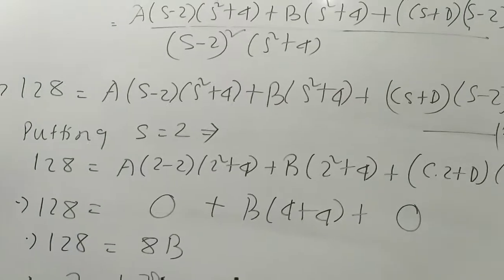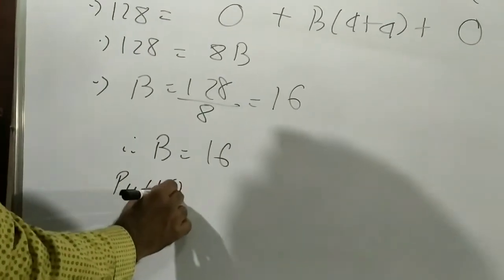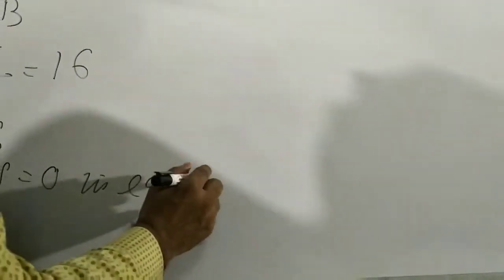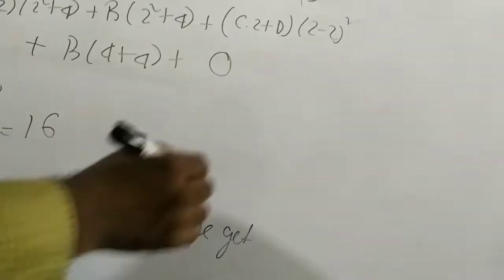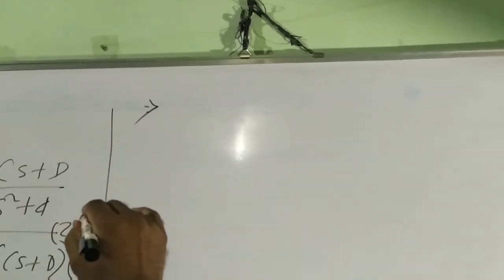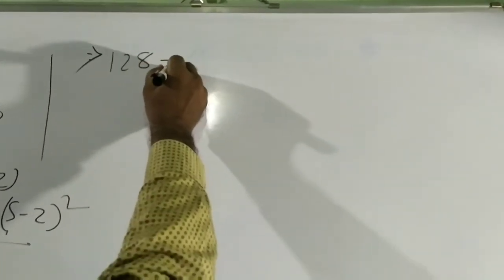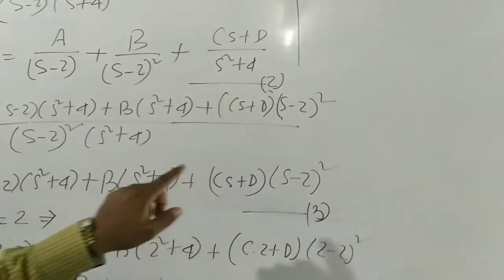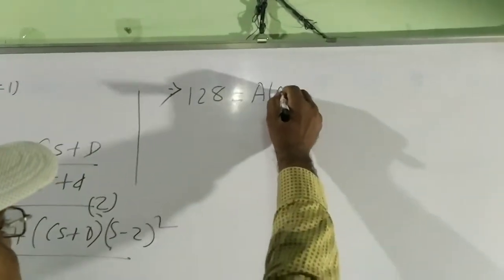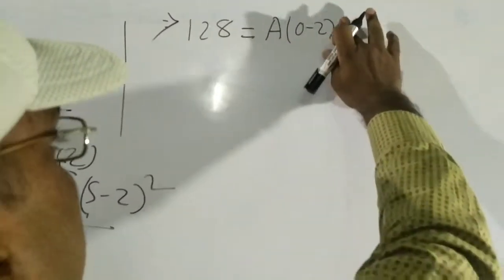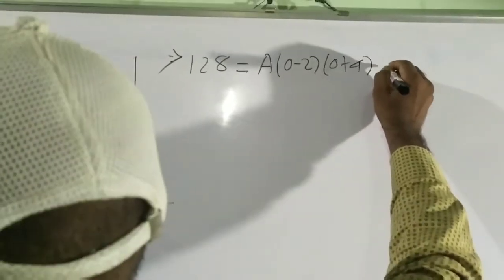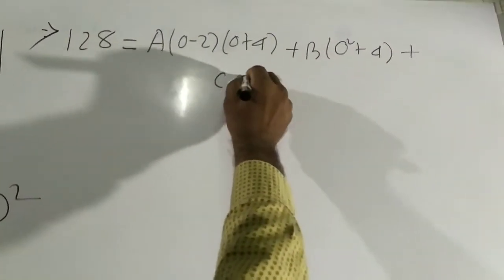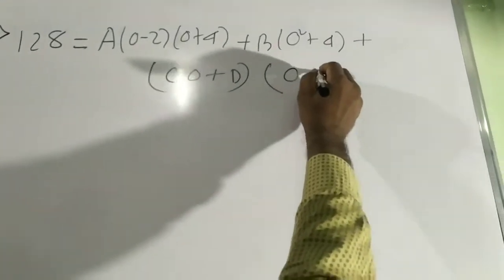Next, putting s equal to 0 in equation 3, the left hand side is 128, and on the right hand side, if we put 0, we get a into (0 minus 2), times (0 square plus 4), plus b into (0 square plus 4), plus (c into 0 plus d) into (0 minus 2) whole square.